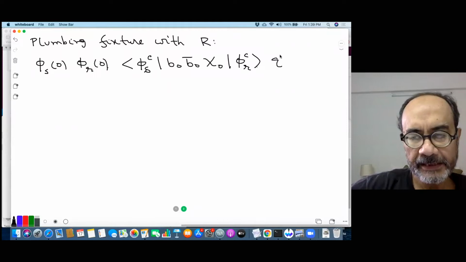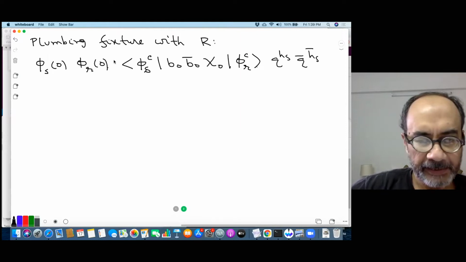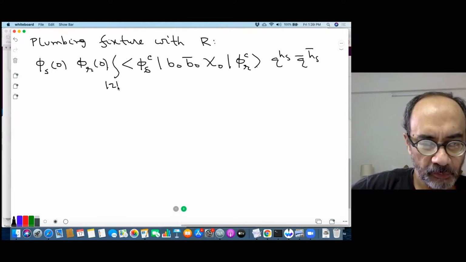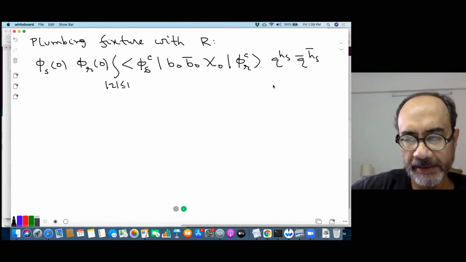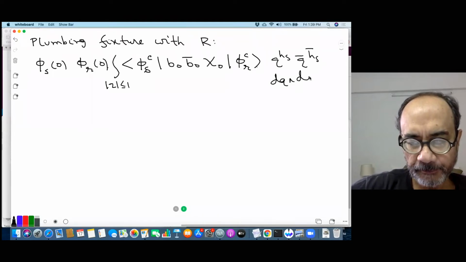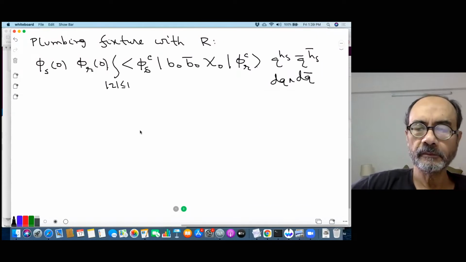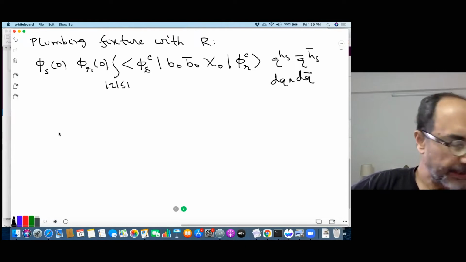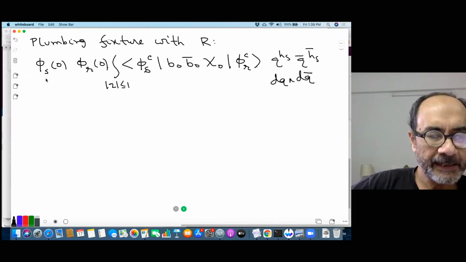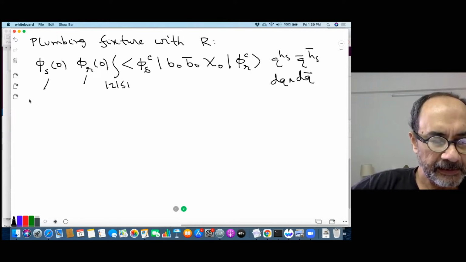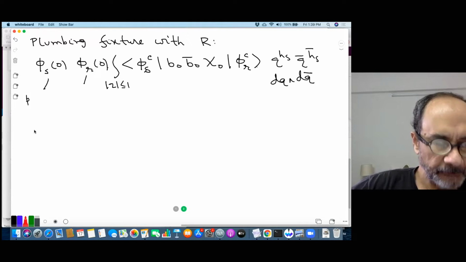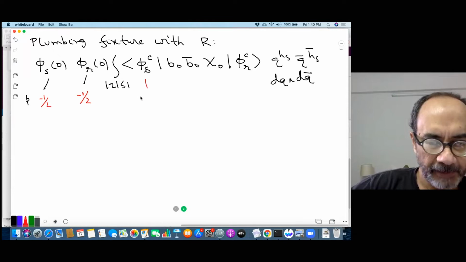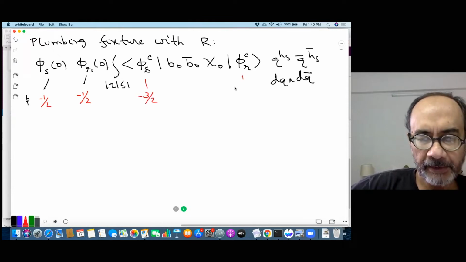Then you have q to the hs, q bar to the hs bar. And you have to integrate over mod q less than or equal to 1 with the measure dq dq bar. Now, what was the problem that I had mentioned earlier? These are in minus half picture, these are p equal to minus half, and from there it follows that these have picture number minus 3 half and minus 3 half.